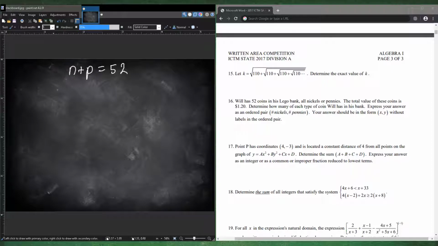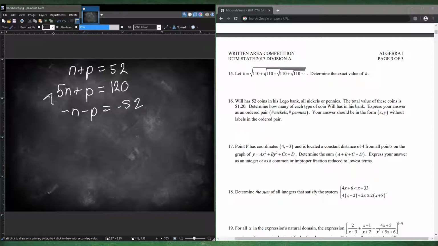A nickel is 5 cents, so it's going to be 5 times n. A penny is 1 cent, so we're just going to write p. And that's equal to 120 cents. I'm not going to work with decimals because I usually don't like to. So what we're going to do is elimination again. Multiply the first equation by negative 1, so negative n minus p is equal to negative 52.